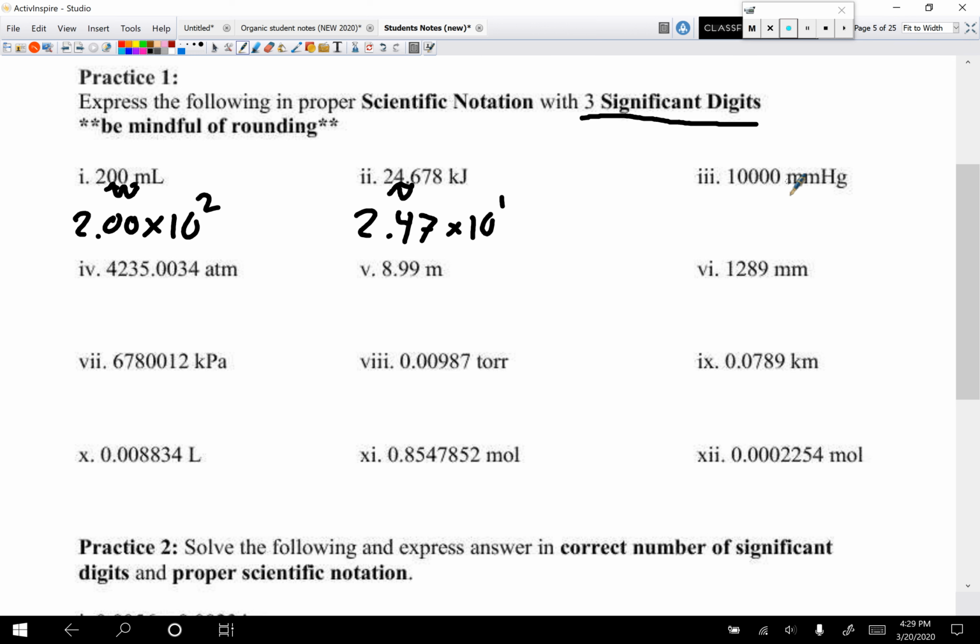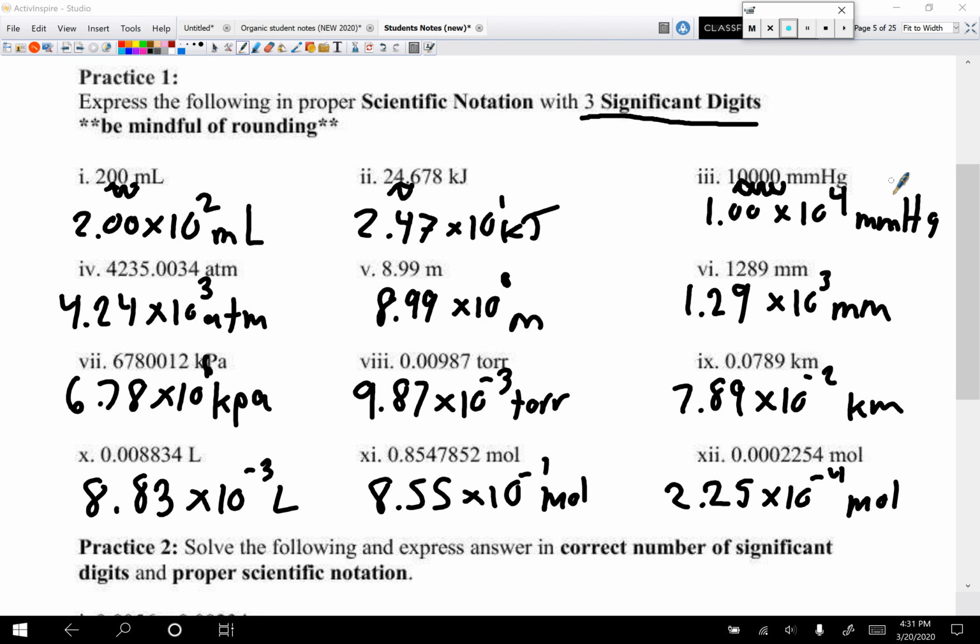All right? This right here is a little bigger, so we have to move our decimal spot 1, 2, 3, 4 places. So 3 significant digits, 1.00 times 10 to the 4. Okay, so that's the first 3. I want you guys to pause the video and, of course, work through the other ones. And the answers are going to go up in, of course, 3, 2, 1.